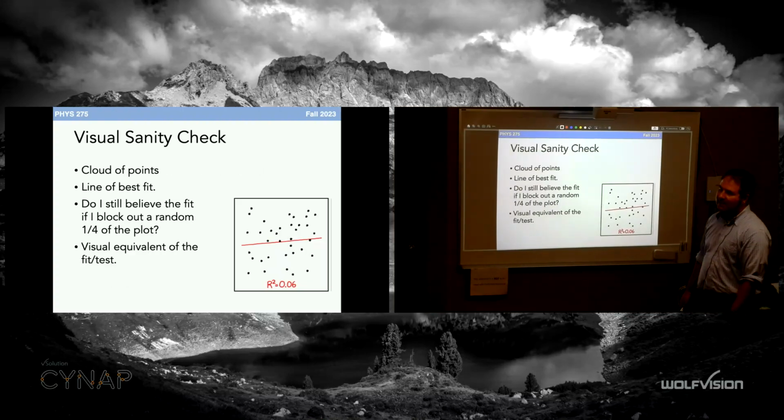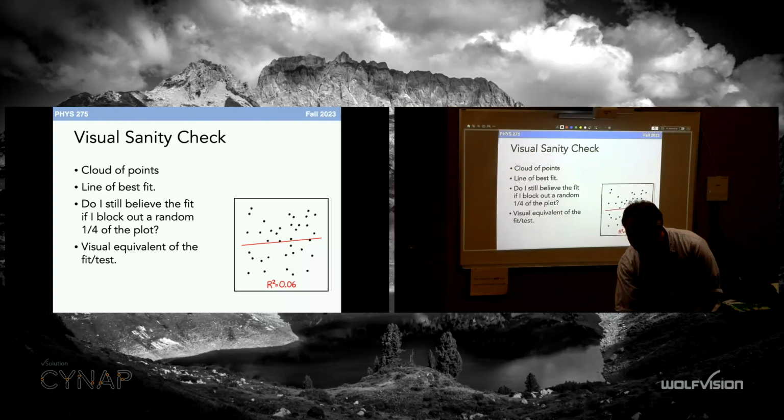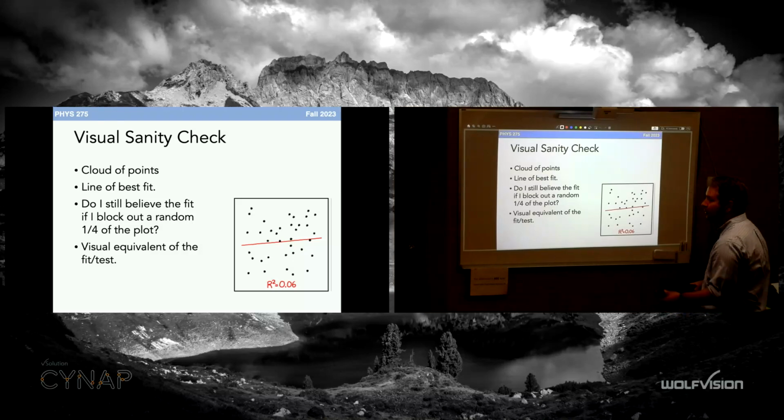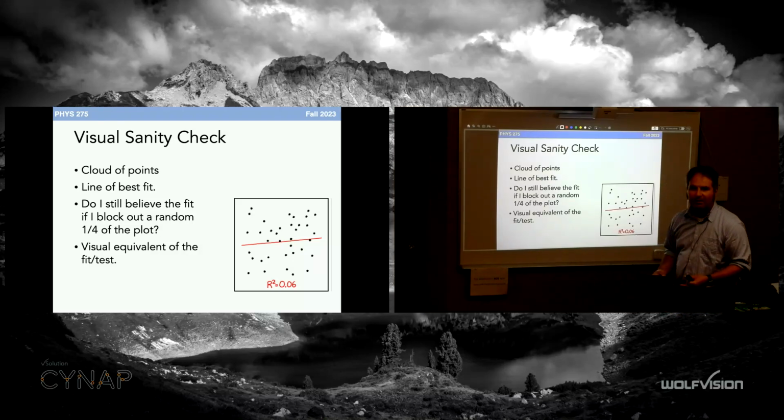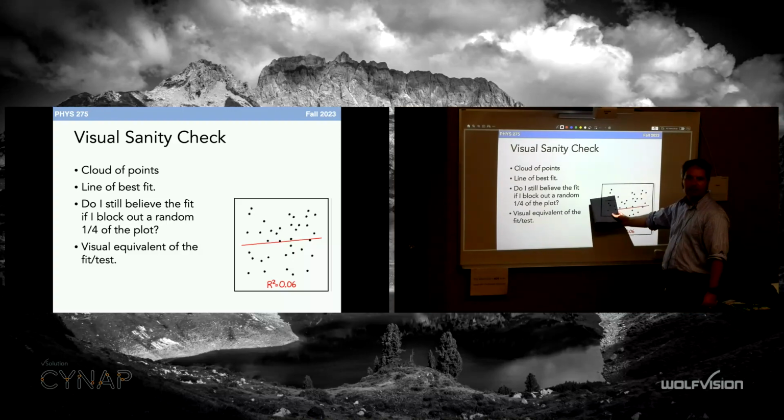So the visual sanity check. This is one of those tricks when I was a grad student, one of my professors showed this, and it's like, oh, what a trick, right? This is very much paper-beats-rock kind of thing, where instead of doing that whole neat chi-square check, you just go, do I still believe the fit?